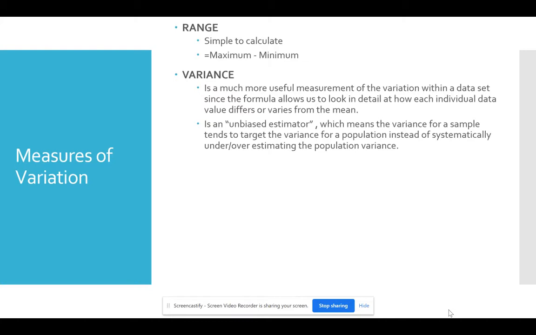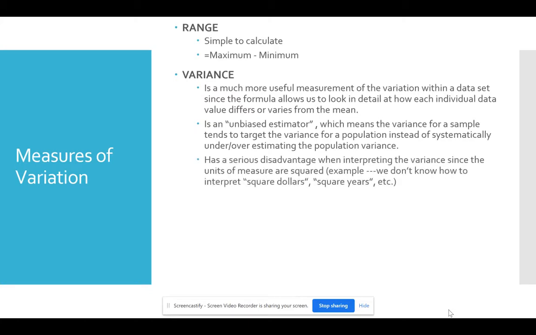It doesn't tend to overestimate or underestimate. It tends to hit the target and hit the bullseye each time when you look at the relationship between the variance of the sample and the variance of the population.